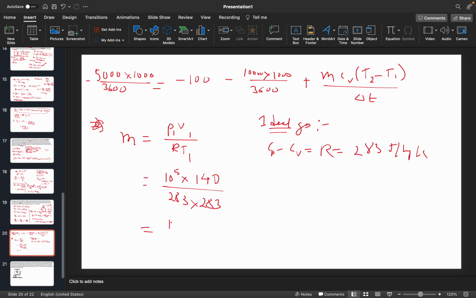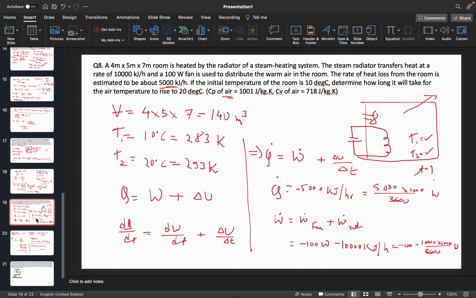Okay, so 174.80 kg. Now put it here. You know Cv, you know T2, you know T1, and from here you can calculate delta T. Let me make this: 1 minus 1388.88 plus 100 plus 10,000 into 1000 by 3600, which is 277.78, and that will be equal to m, 174.80, Cv 718, I think. Yeah, Cv value is given as 718.